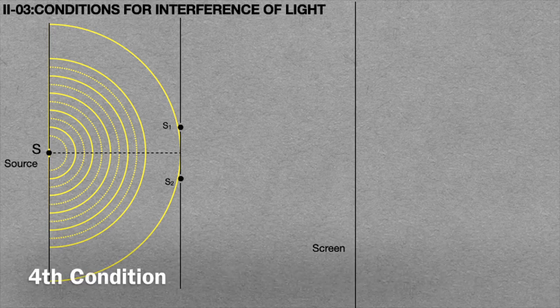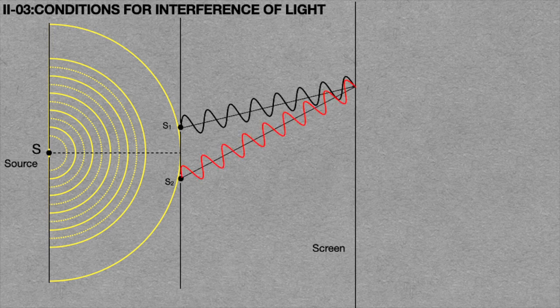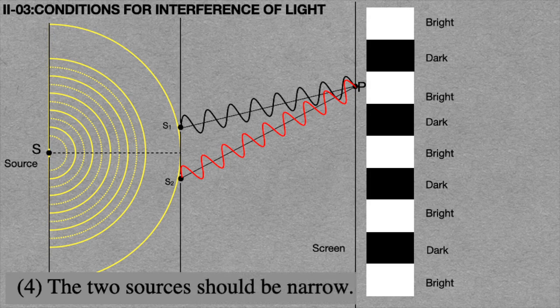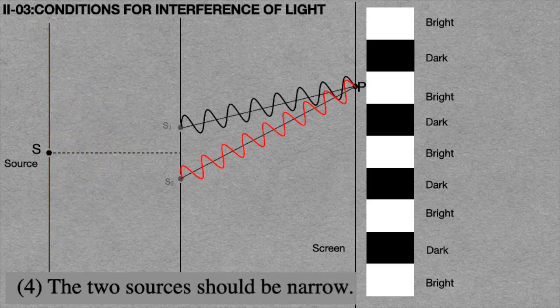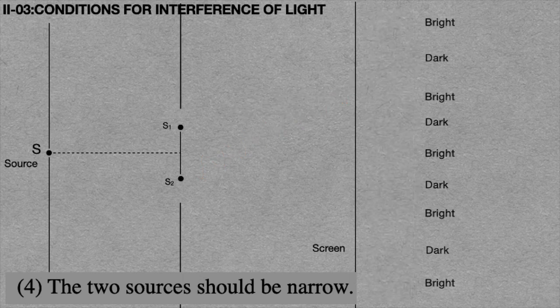Next, the fourth condition was shown in this animation. If the light wave emerging from light source S1 and the light wave emerging from light source S2 form an interference pattern at P on the screen, then the two sources should be narrow. In case the two sources are not narrow, then no stable interference pattern is formed on the screen.